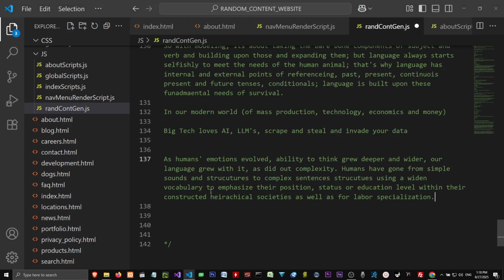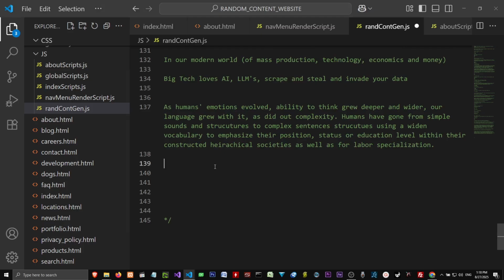As humans' emotions evolved, the ability to think grew deeper and wider. Our language grew with it, as did the complexity. Humans have gone from simple sound structures to complex sentence structures, using a widened vocabulary to emphasize their position, their status, or education level within their constructed hierarchy and societies, as well as for labor specialization, as I talked about in our modern economic system.